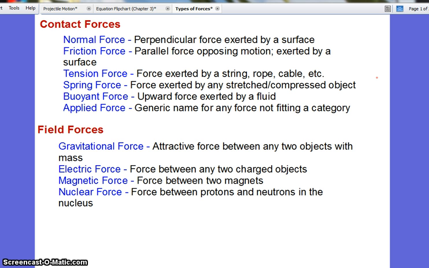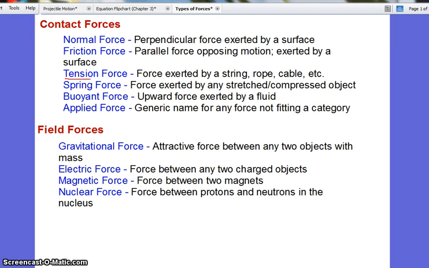Now a surface exerts more than just a normal force. It also exerts a friction force. The friction force is parallel to the surface and it opposes the motion of the object. So if I take that book and I push it to the right, the table itself is going to exert a force to the left, opposing the motion of the object. So if you have a surface and the object is being pushed or moved on that surface, there's always two forces. There's the normal force perpendicular and the frictional force which is parallel and opposing the motion.